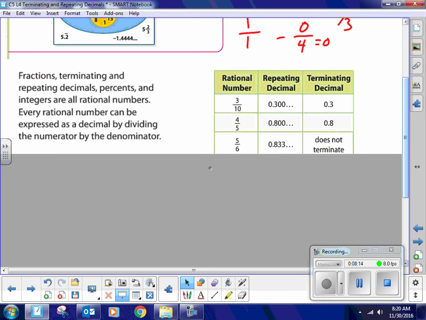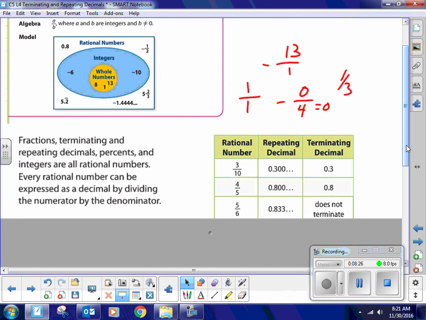Fractions, terminating and repeating decimals, percents, and integers are all rational numbers. Every rational number can be expressed as a decimal by dividing the numerator by the denominator. What they're saying is that up here, 25% is a rational number, because that's 25 over 100, right? And it also says any terminating decimal, repeating decimal, any fraction, percent, or integer, all these numbers are rational numbers. It's pretty much every number except a few. There are a couple irrational numbers. Let's not talk about it, but pi is an irrational number.